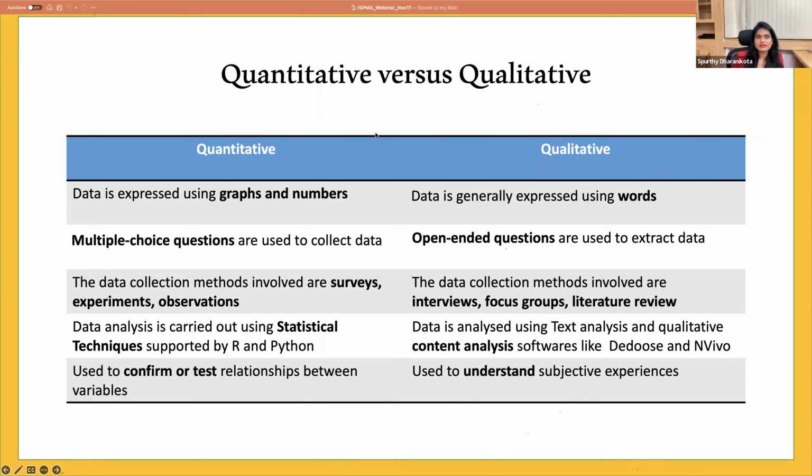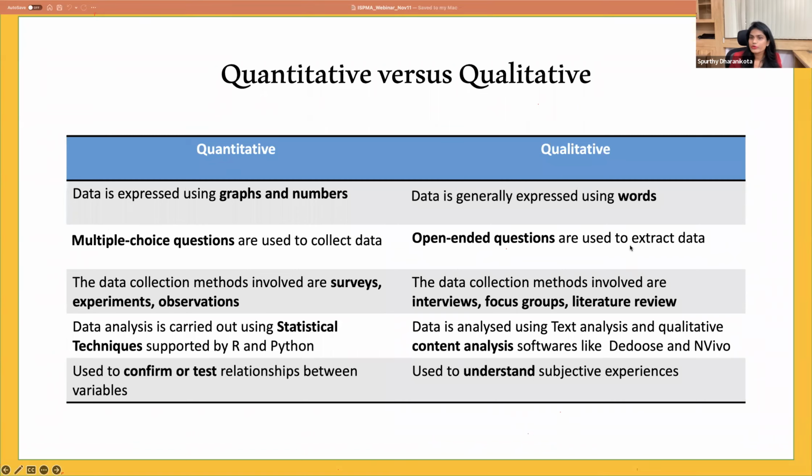In quantitative research, multiple choice questions are used to collect data. And in qualitative, open-ended research questions are used to extract data. The data collection methods involve surveys, experiments, and observations, whereas qualitative collection methods are interviews, focus groups, as well as literature review. To analyze quantitative data, the numbers, the millions and millions of rows that you collect, you would need statistical techniques, which can be supported by software like Excel, R, and Python.